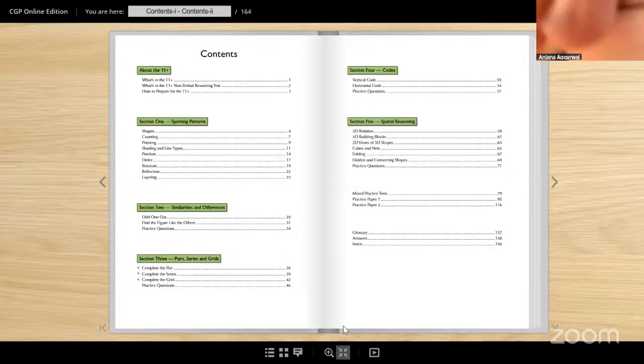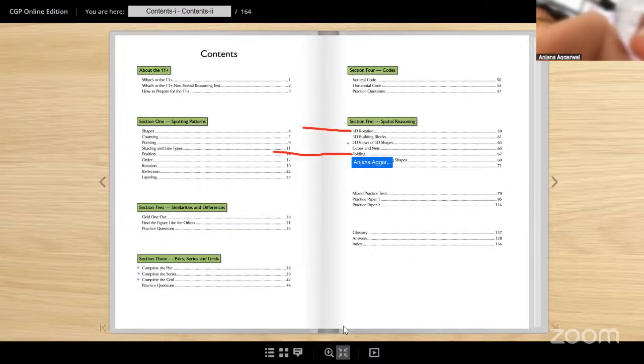Okay, vertical code, horizontal code, 3D rotation. The biggest line could be ever made. Building block, 2D view of 3D shape. That is kind of hard. Cubed neck, folding an even longer line, hidden and connecting shapes. Done.